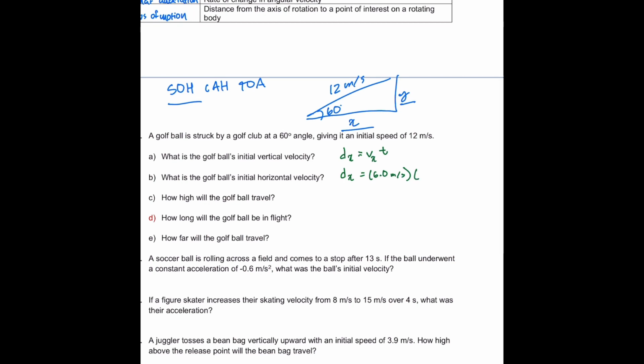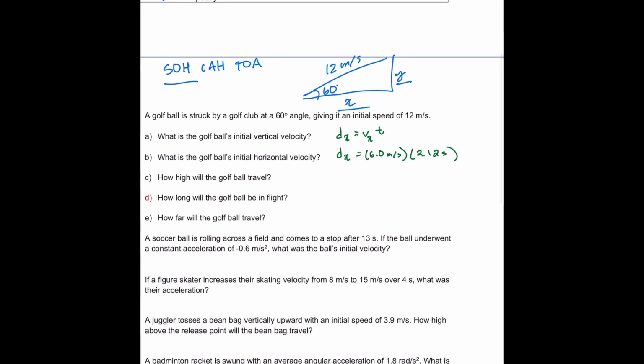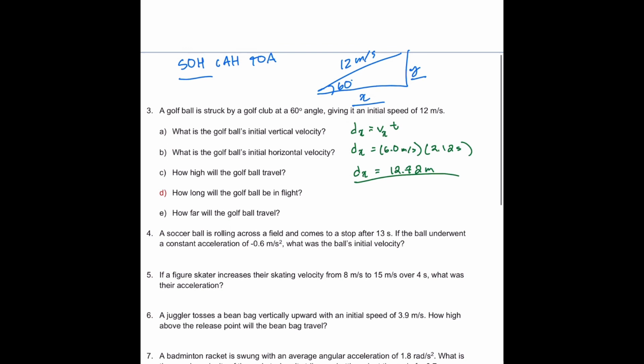times the time we already found for the previous question. So this would be 2.12 seconds. All we would simply do is multiply these here. So once we do multiply it, that would give us a value of 12.72 meters. And that is the answer for question E. Hopefully all of these made relatively sense. Remember, you just want to find these in order and you should be all good to go.